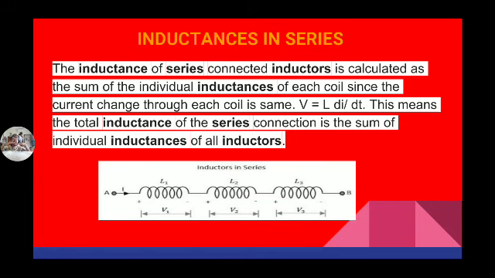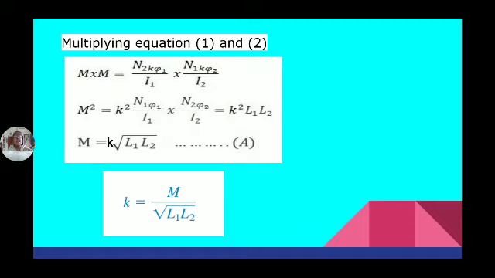So if two inductors are placed near each other, some part of the flux links with the other coil. The fraction of flux from one coil that links with the other coil is denoted by the coupling coefficient K, where K is given as the ratio of the mutual inductance between the coils to the square root of the product of the two self-inductances. That is, K is equal to M by square root of L1 L2.